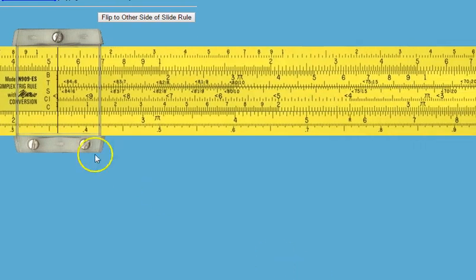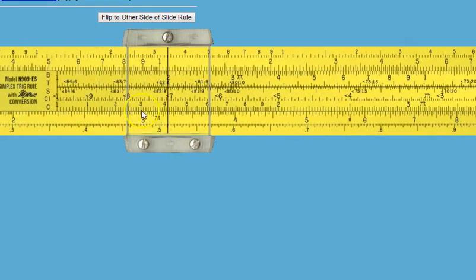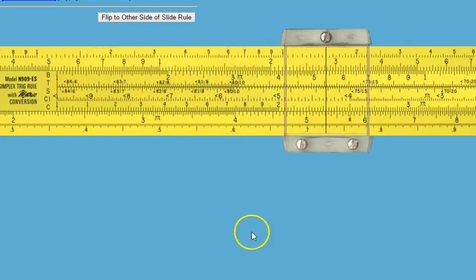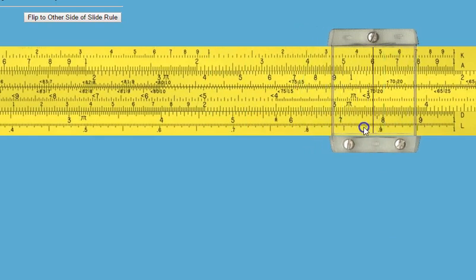Then I'm going to move the cursor again till it lines up with 3.4 on the C scale. So I have to keep moving it a little farther over. So 3.4 on the C scale. Then I read down on the D scale that the answer is 7.8. Okay, so that was just one of many different calculations you could do using a slide rule.